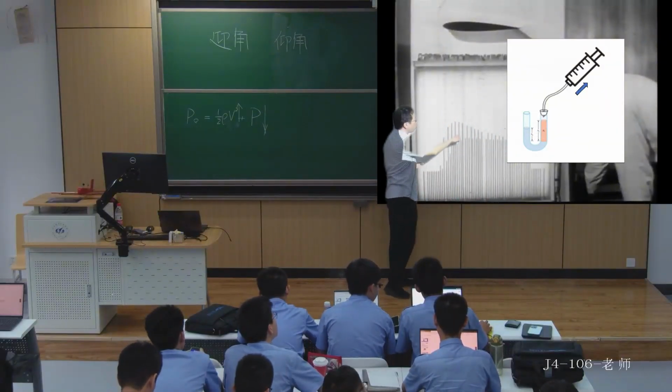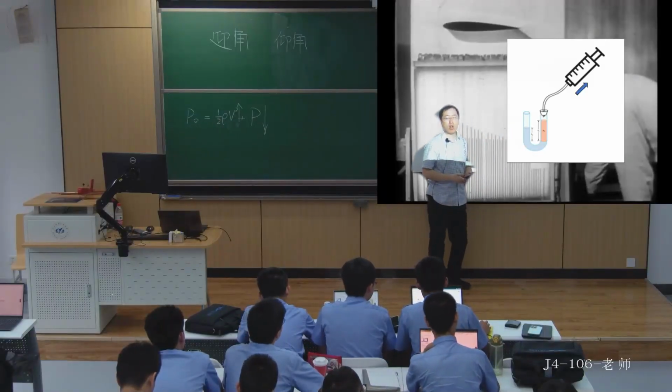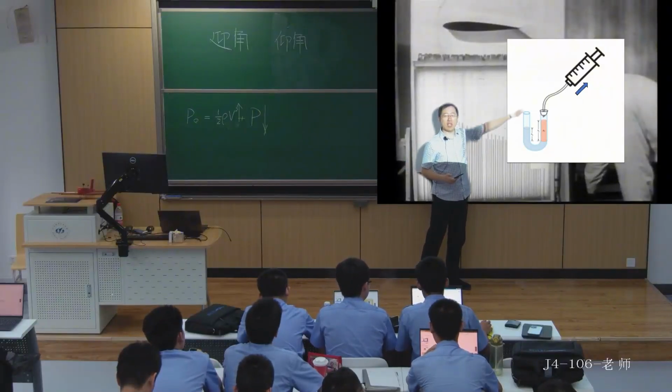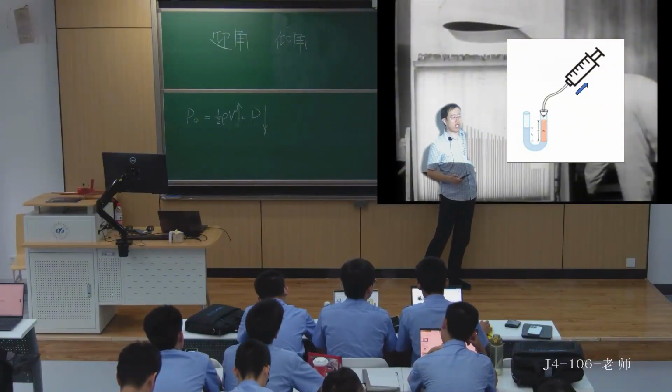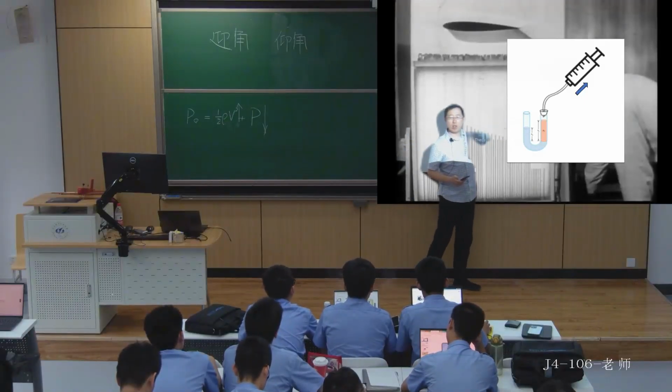So by observing the height of the liquid in the tube, what does a higher liquid level indicate? It means the pressure is lower, right? So does that correspond to a greater positive pressure or a greater suction? Greater suction, right? Also, why do we refer to it as suction here?